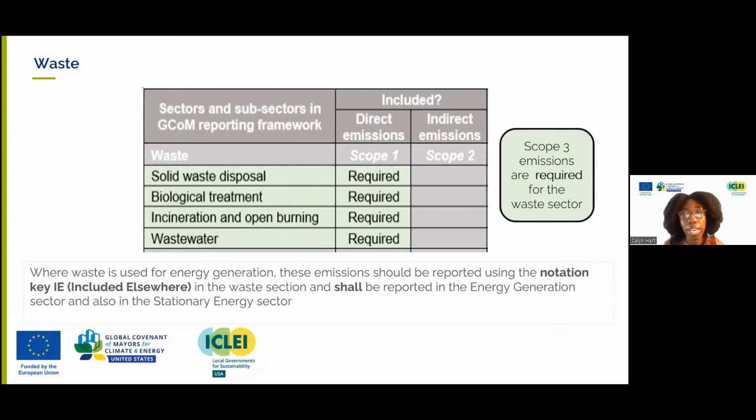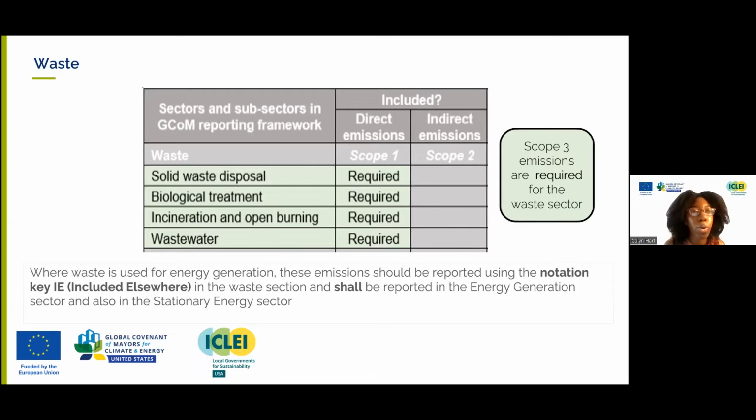And then the last sector that we're going to go over is waste. If you recall earlier, I did mention that scope 3 emissions are also required for the waste sector. So when you look at waste, we're required to report scope 1 and scope 3. When you're looking at solid waste disposal, that can include any waste that is generated within your city boundary and landfilled within your boundary. That's scope 1. Scope 3 would be if it was generated within your boundary and sent to a neighboring city's landfill. Those scope 3 emissions are also required to be reported.